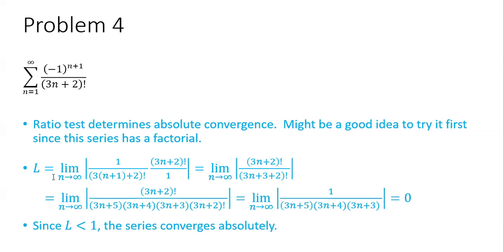Okay, so we go through the motions of the ratio test. Again, I'm not going to explain every single step. You can check it out by pausing the video. The limit is 0, which is less than 1. So this series is absolutely convergent. It converges absolutely. So we directly just use the ratio test to determine absolute convergence.